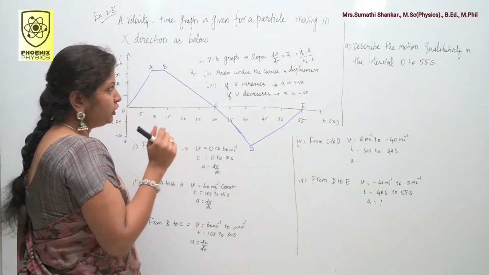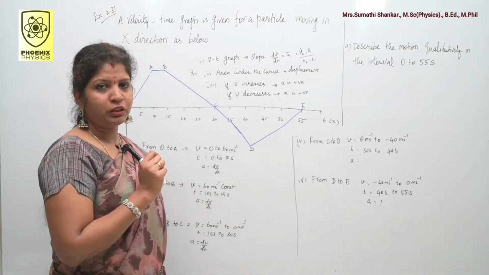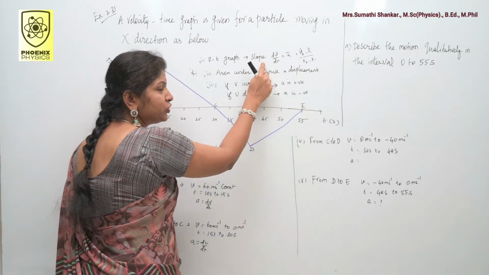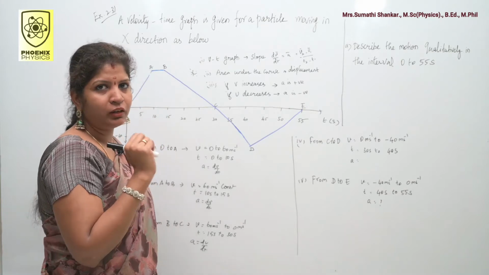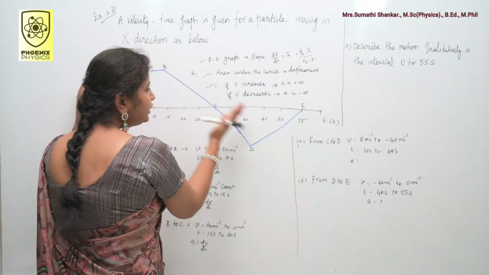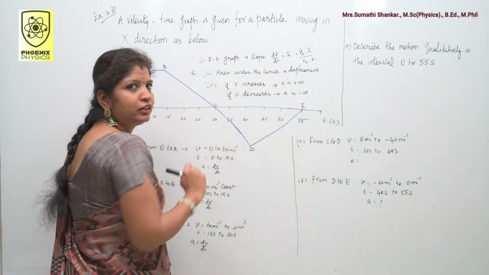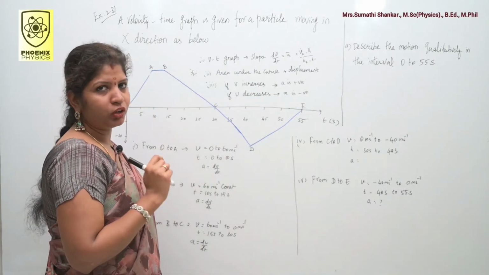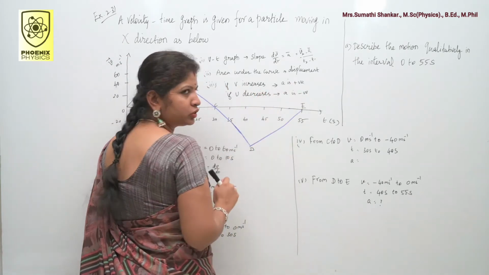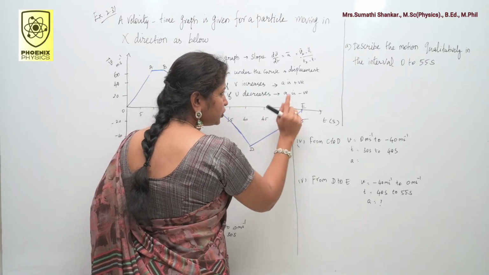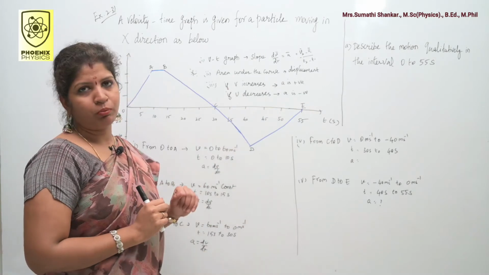Second important point, area under the curve will give displacement. This is for differentiation. This is integration. You know that integration means the area finding process. So in the velocity-time graph, the area under the curve will give displacement. This is the second important point. Third one, if v increases, a is positive. If v decreases, a is negative. These are all the important points for this problem.